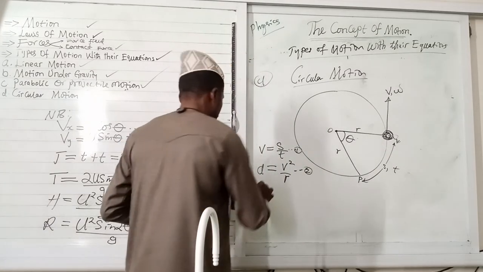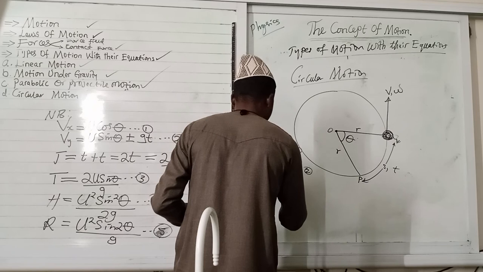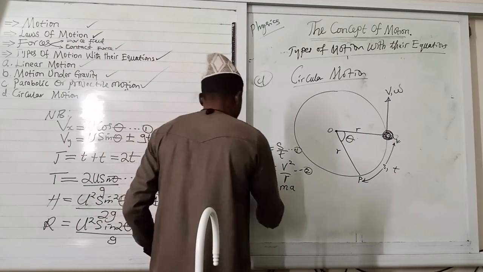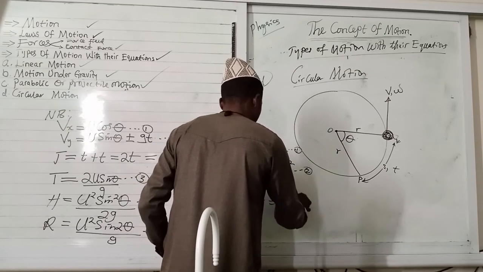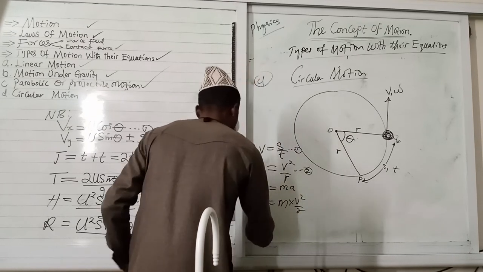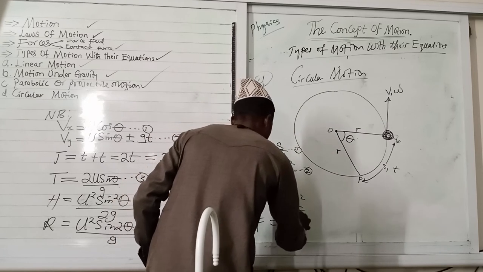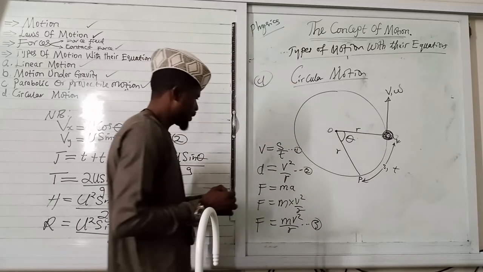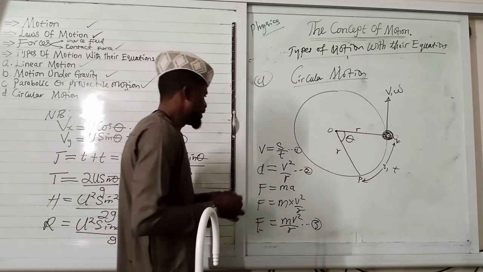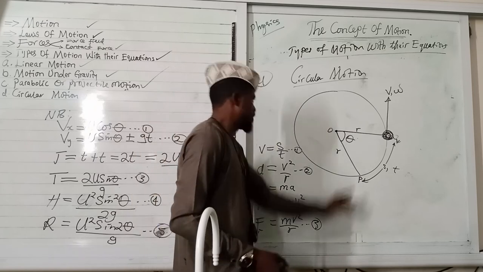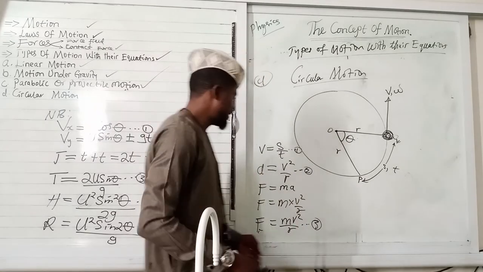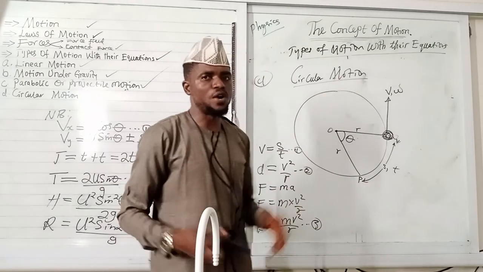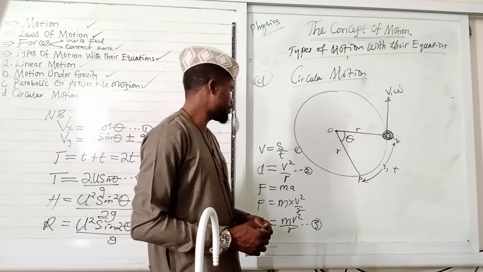And you know that from force, F is equal to MA. We can fix this up by saying that F is equal to mass times V squared all over R, so that our F is equal to MV squared all over R. We can call this equation number 3. Equation number 3 is simply centripetal force causing this object to move about the circle. This equation is combined with Newton's law of universal gravitation to solve higher, complex questions.